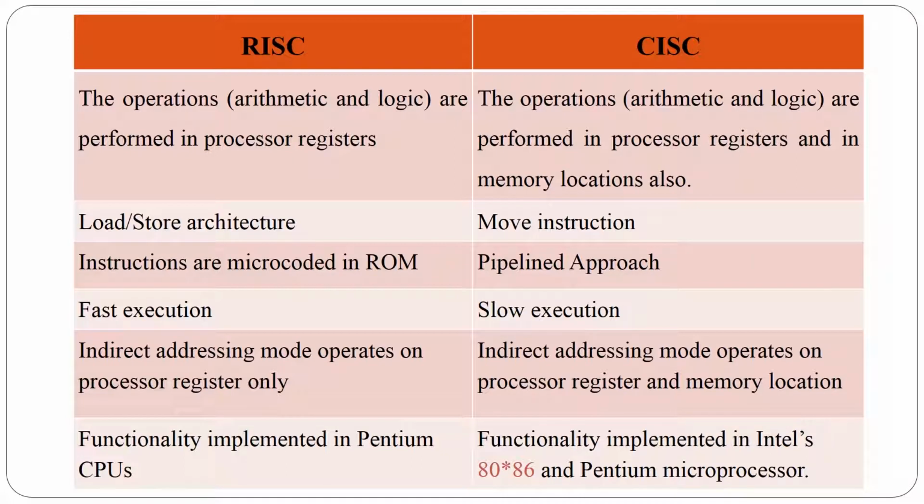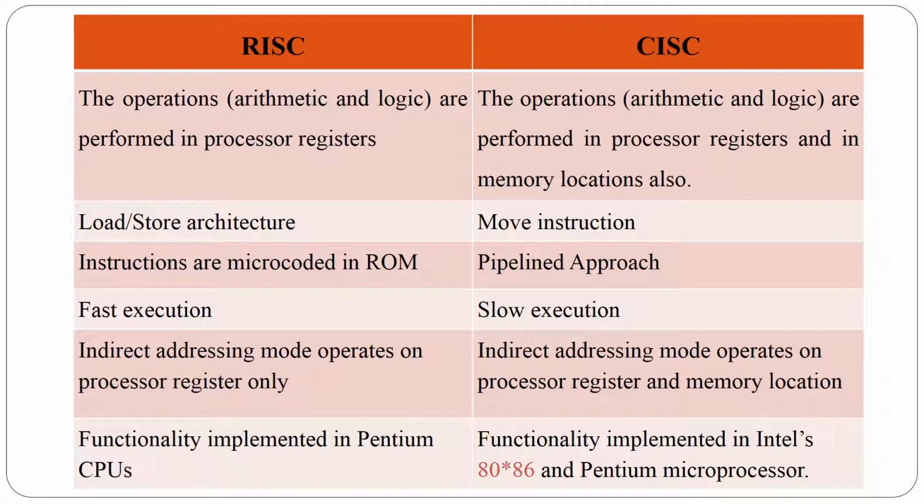In RISC, the arithmetic and logic operations are performed in processor registers. In CISC, the arithmetic and logic operations are performed in processor registers and in memory locations also. RISC uses load and store architecture. CISC uses move instruction. In RISC, instructions are microcoded in ROM. CISC uses pipelined approach. In RISC, there is fast execution, whereas in CISC, execution is slow.